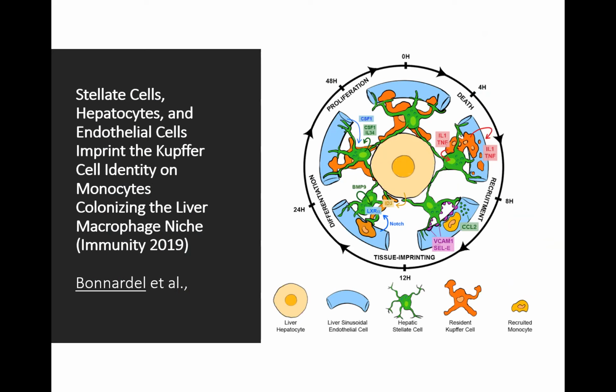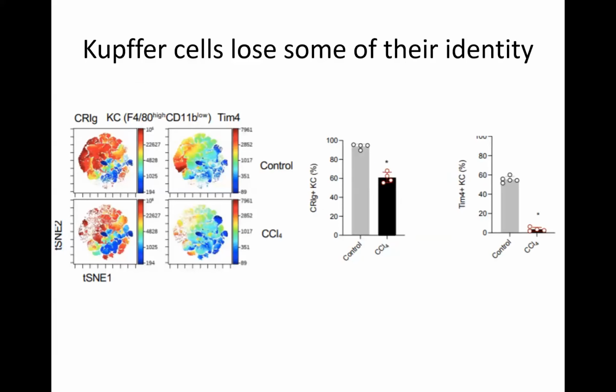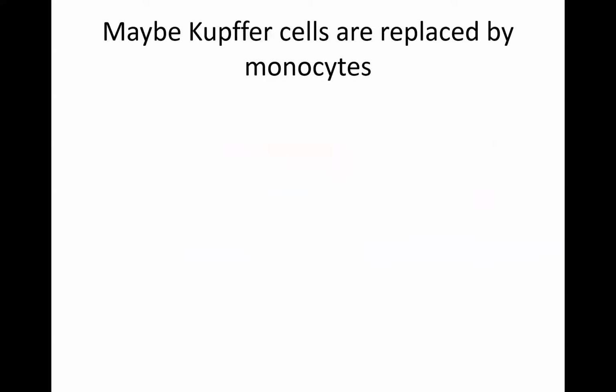And so the question was, will they lose their identity? And the answer is, yes, they do. In fact, they quite profoundly lose a lot of their molecules that are so very important for them to catch bacteria, Clec4F. More than 40% of these Kupffer cells have no Clec4F on them anymore. They've lost all of their TIM4. And so while, as I'll show you, it's still the Kupffer cell, they're losing their identity. They're losing what makes them a Kupffer cell.